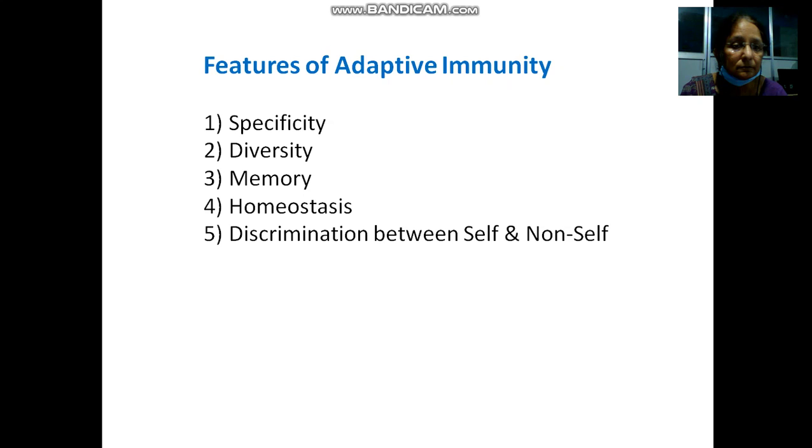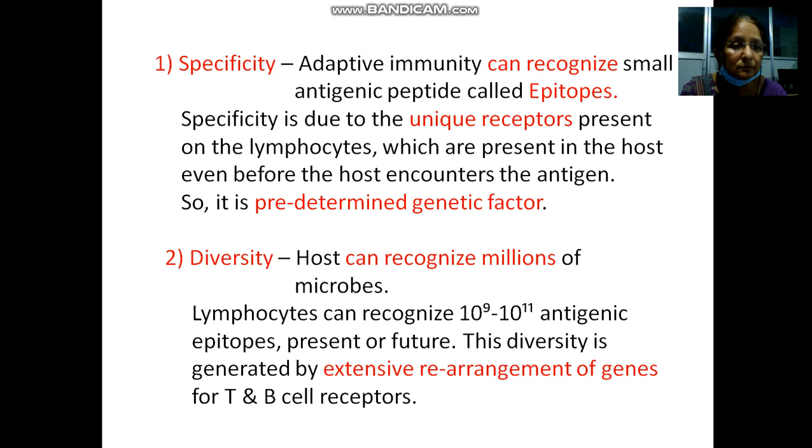Features of adaptive immunity. These are specificity, diversity, memory, homeostasis, and discrimination between self and non-self. What is specificity? The body can recognize different types of antigenic peptides called epitopes, and this specificity is due to the unique receptor present on the lymphocyte, which is present before the host encounters the antigen. So it is a predetermined genetic factor. This is specificity.